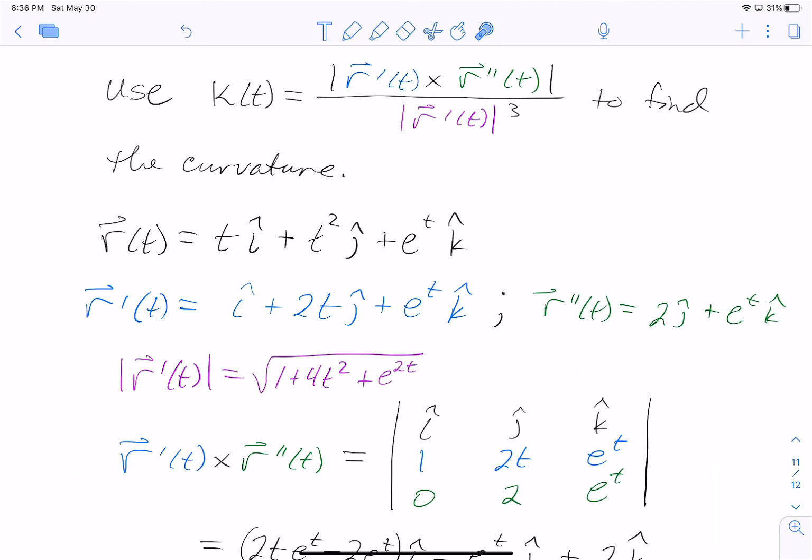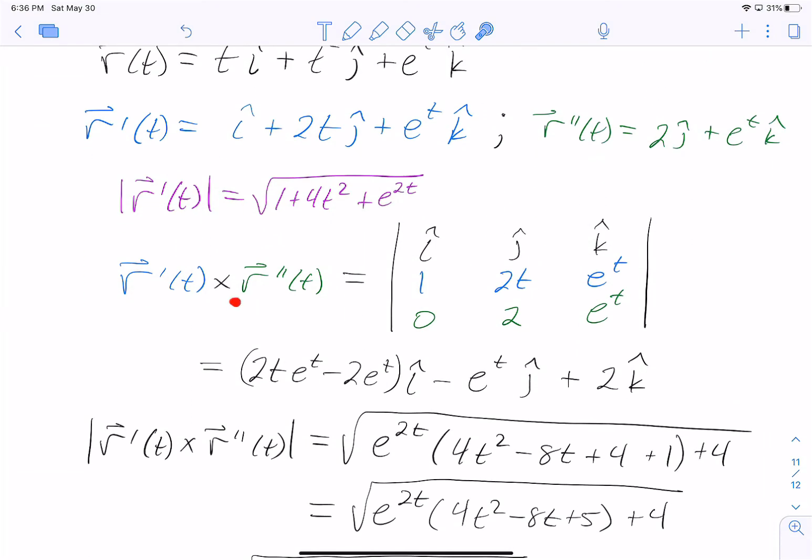I personally like to gather my pieces, so I'll find r prime and then r double prime, and while I'm at it, the magnitude of r prime, and then put everything together when I'm done. r prime is i plus 2t j plus e to the t k. r double prime is then 2j plus e to the t k. The magnitude of r prime is going to be the square root of 1 plus the quantity 2t squared, so 4t squared, plus e to the t squared, so e to the 2t.